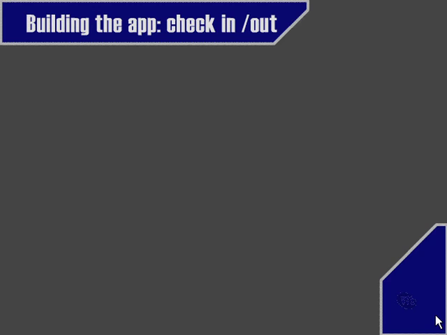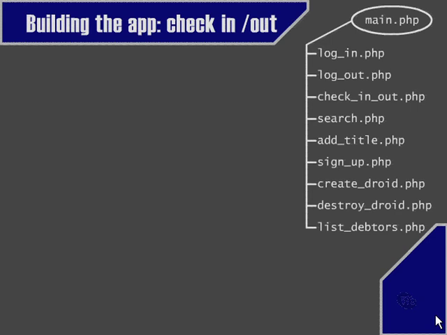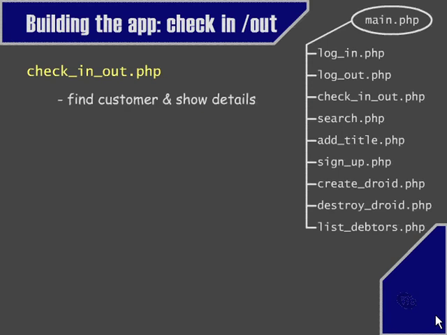Now we're going to look at a more complex function of our application. This is the check-in-out script, in which the employee is able to check a video in or out of the video shop. First thing that they need to be able to do with this part of the application is to bring up our customer's details so that they'll know who to check the video out to.